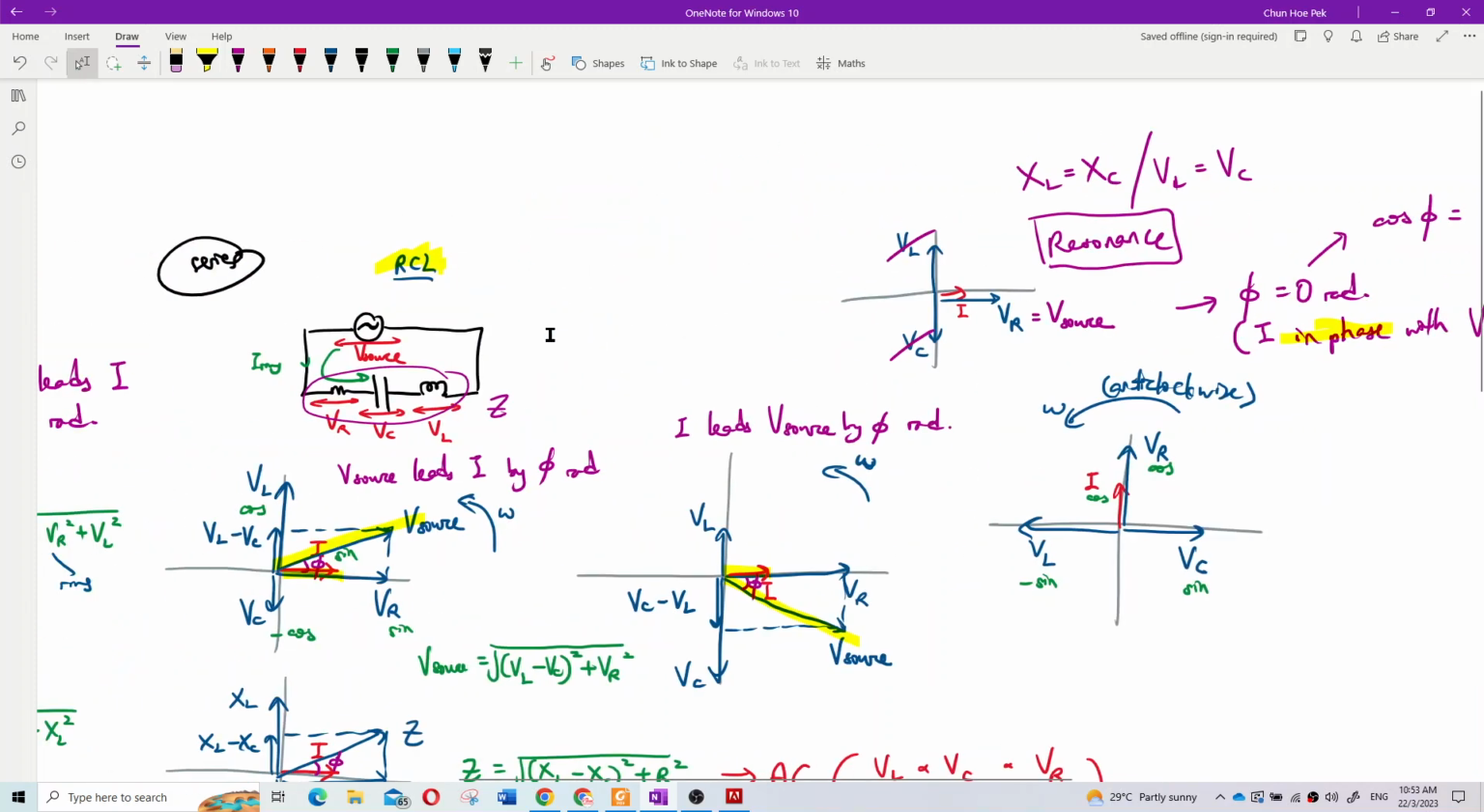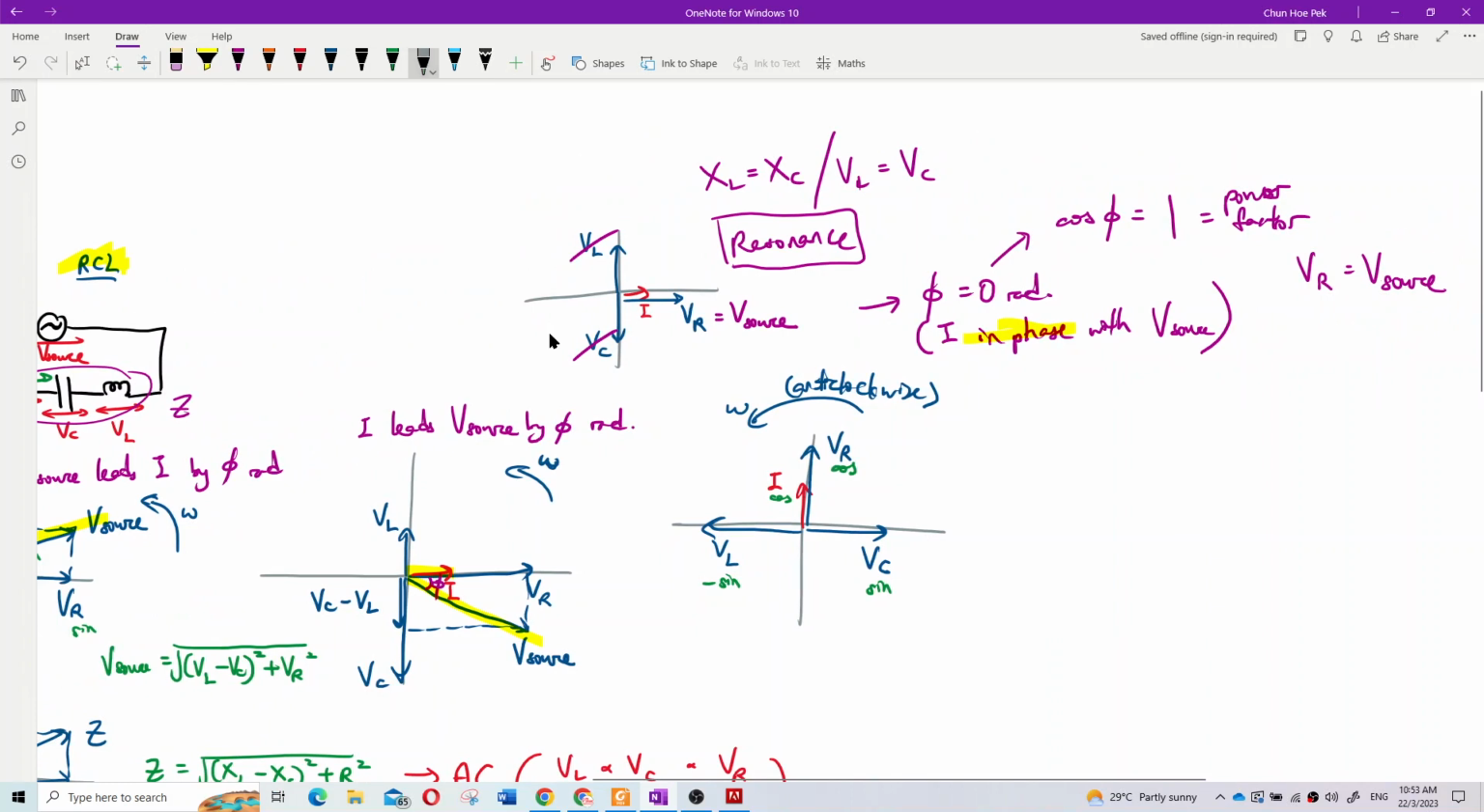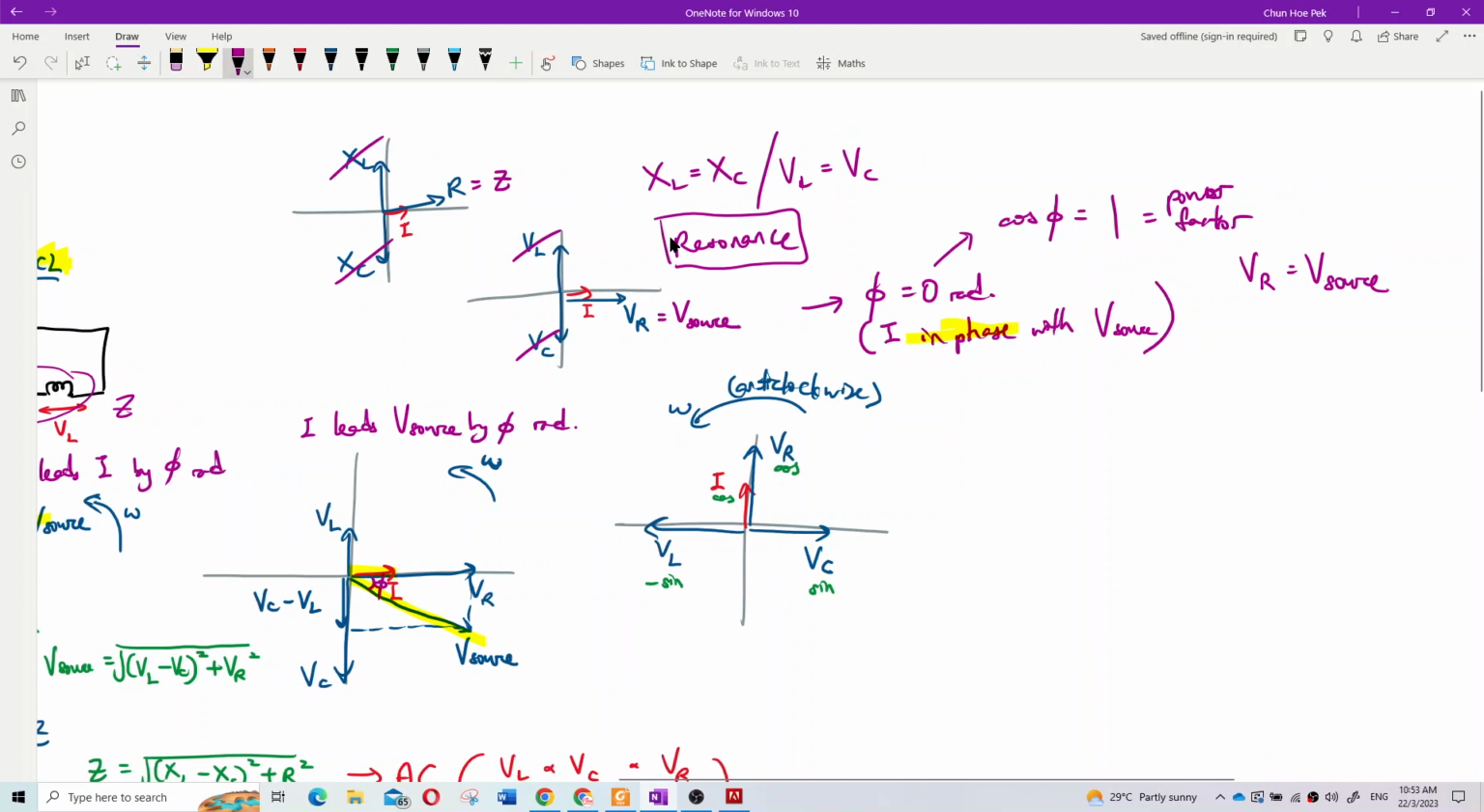You understand? Cancelled totally. Another thing is you can translate this to current, and here we have R, which can be translated to XL and XC. When they are equal, they totally cancel. So R is Z. Why does R equal Z? Because there is no more XL and XC. They are equal, so the total impedance is R itself only. So R equals Z. That is when resonance happens.